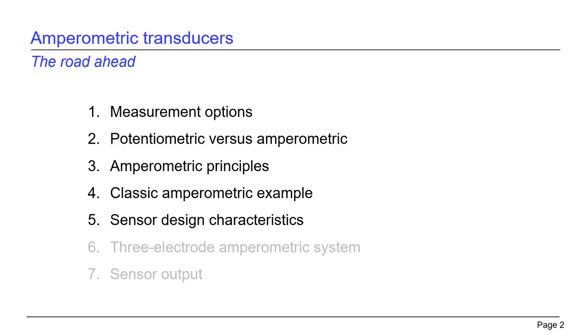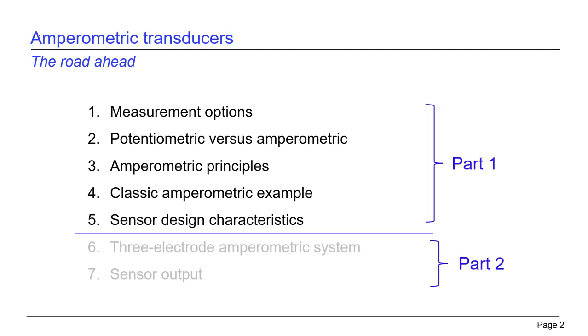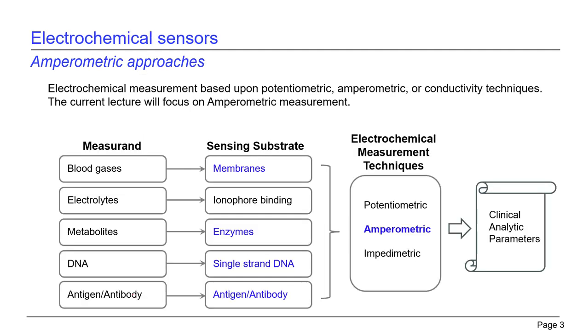The 5 topics we'll touch on in the next few minutes are shown here. And basically what we're doing is dividing this video into 2 parts. The first part is going to take us up to sensor design characteristics, and then part 2 will focus more on the 3 electrode amperometric system. And then we'll talk a little bit about the sensor output using Cottrell's equation.